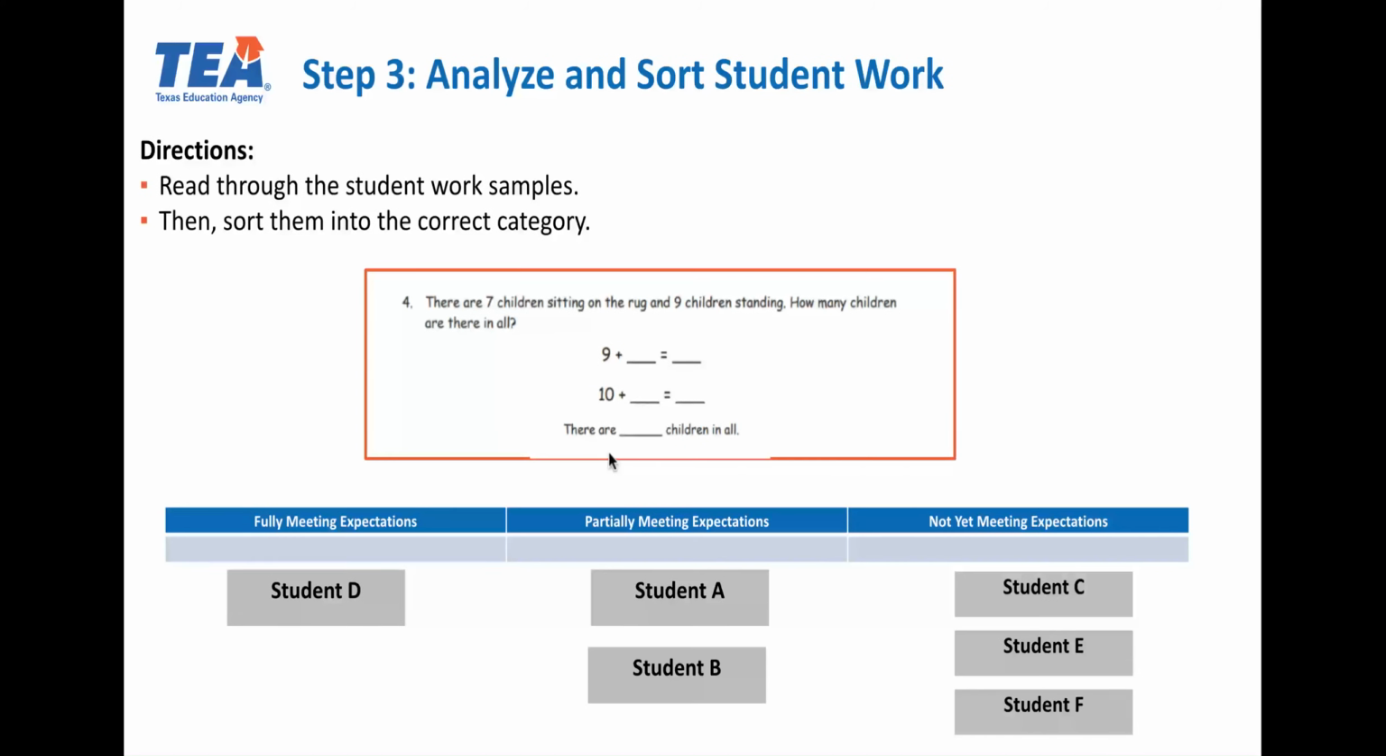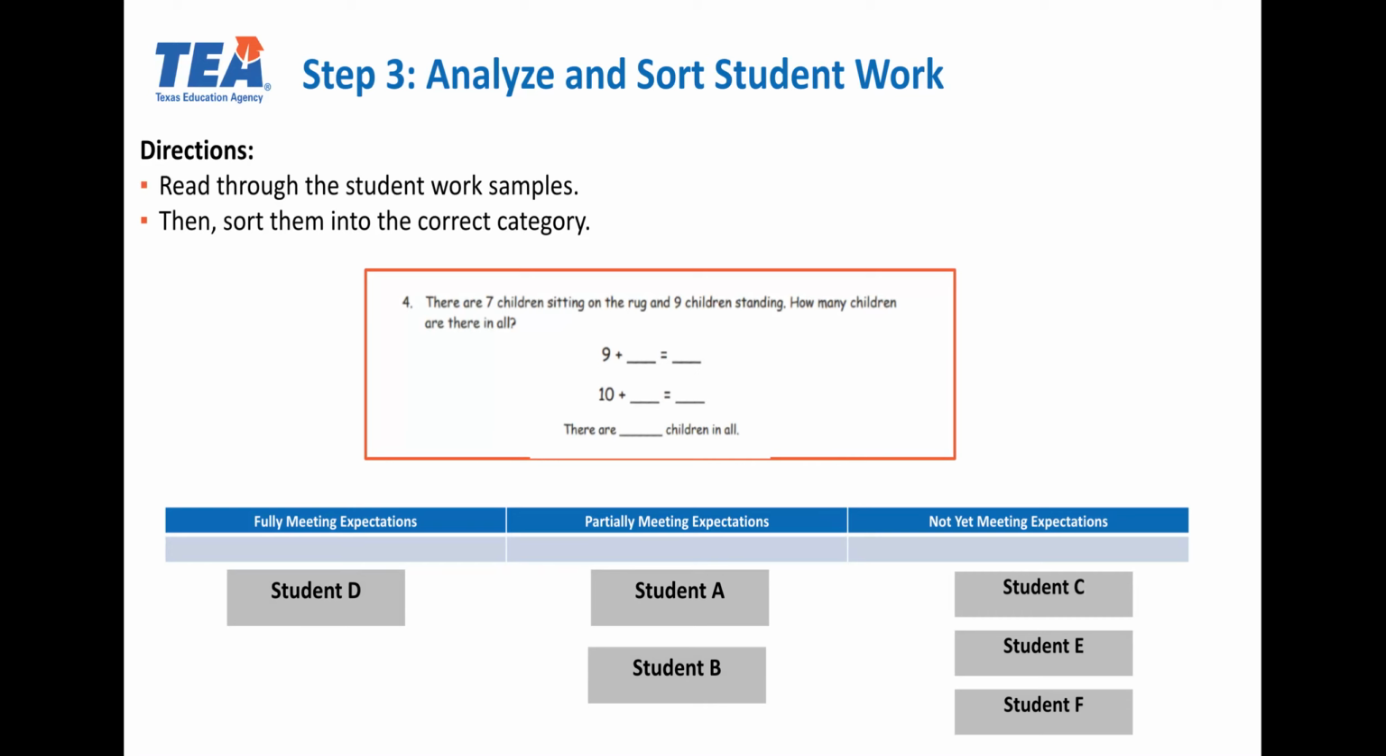So here we are. As you can see on the bottom in the gray boxes, we have student D fully met, student A and B partially met, and not yet meeting student expectations was student C, E, and F.